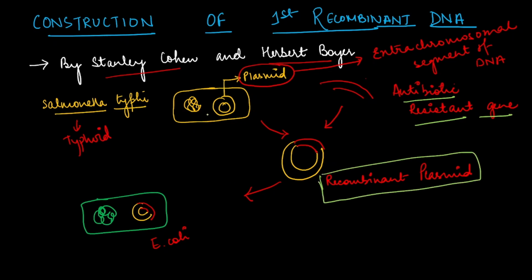And this they cannot put back into Salmonella typhi because otherwise it will show resistance to the drug. If we insert this recombinant plasmid into Salmonella typhi, it will be resistant to that particular antibiotic, hence treatment of typhoid will be difficult. So they inserted this plasmid into another bacterium, E. coli. This is how the first recombinant DNA was produced.